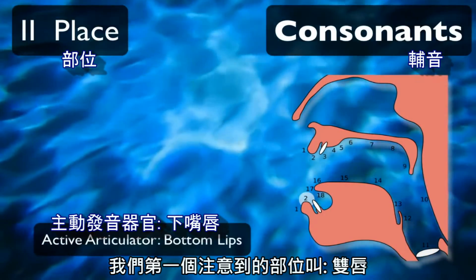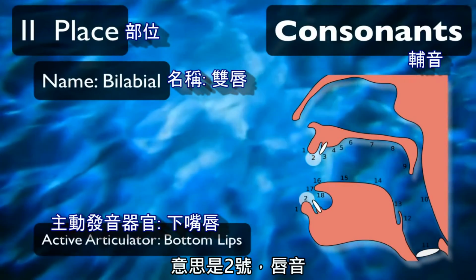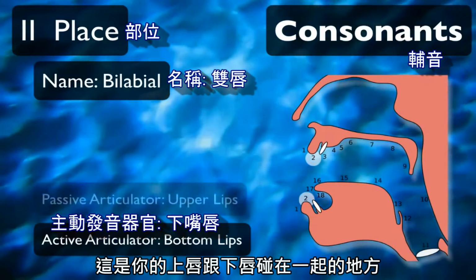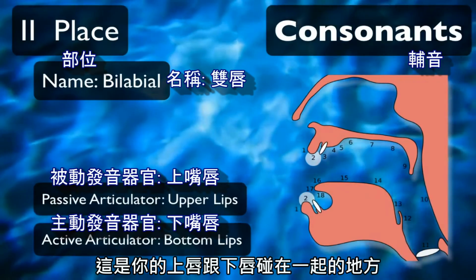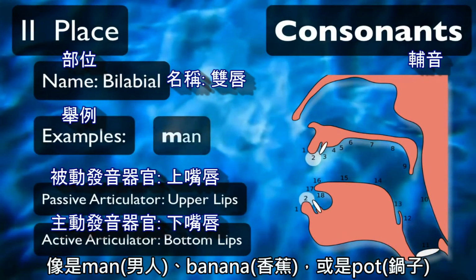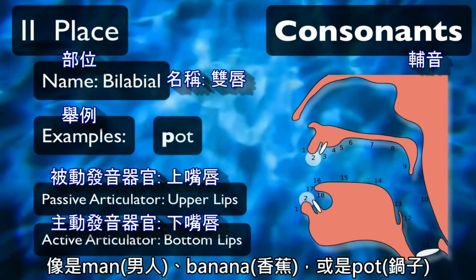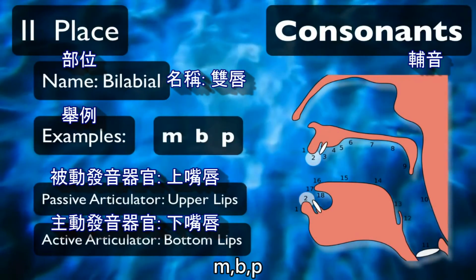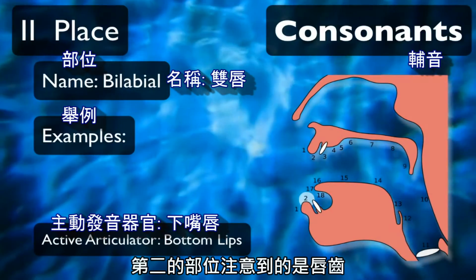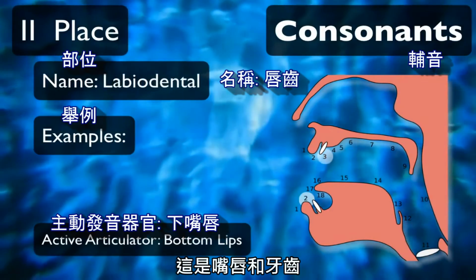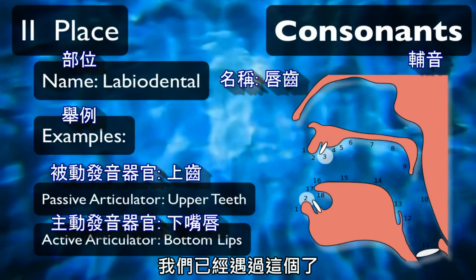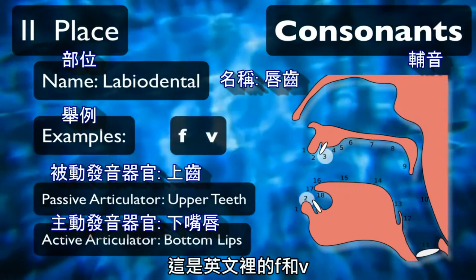The first one we care about is bilabial, from bi meaning 2 and labial meaning lips. This is where your upper and lower lips come together, like in man or banana or pot. B, p. The second place we care about is labiodental. This is lips and teeth, and you might have guessed we've encountered this already. This is F and V in English.